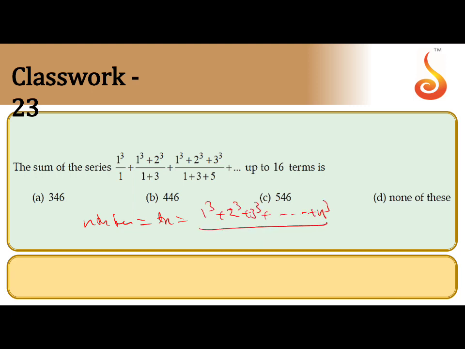So in the denominator also there are terms. First term, second term has two terms, third term has three terms, like that. So 1 plus 3 plus 5 up to n terms comes here. So what is the numerator? Sigma n cube. We have a formula for sigma n cube: n square into n plus 1 whole square by 4. And the denominator is the sum of odd natural numbers, 1 plus 3 plus 5. The sum of n odd natural numbers is n square.